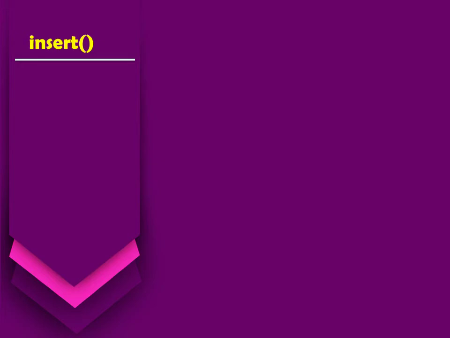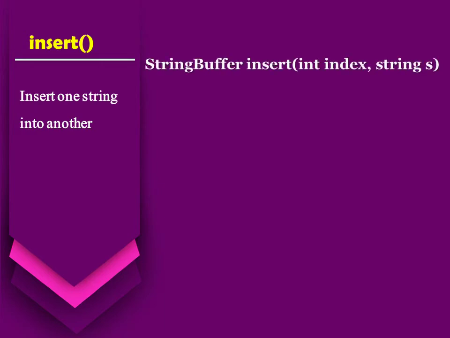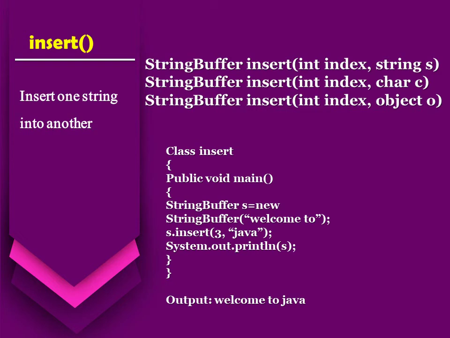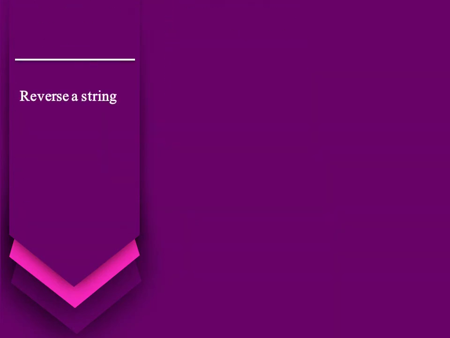Next one is the insert method. This method inserts one string into another. Here the method signature is given with the parameters: int index, string s; int index, character c; int index, object. So here I just want to insert the word Java into the string "welcome to". So here it will calculate the words as an index. Welcome is the first word and to is the second word, and we want to insert Java as the third word. That's why it is given 3 comma Java.